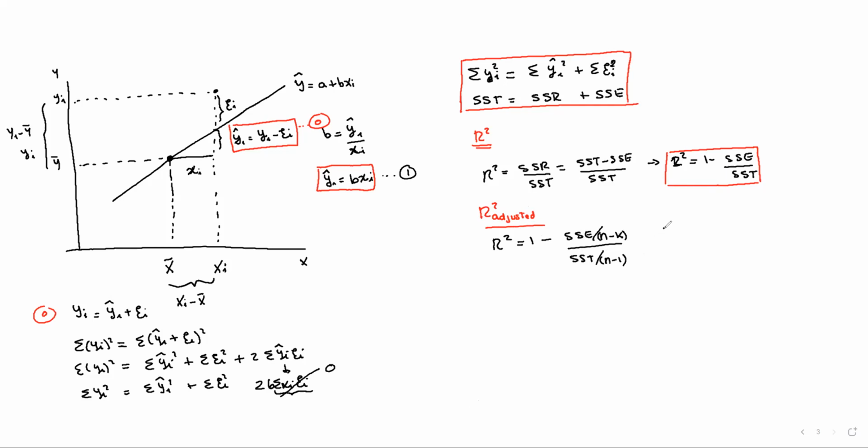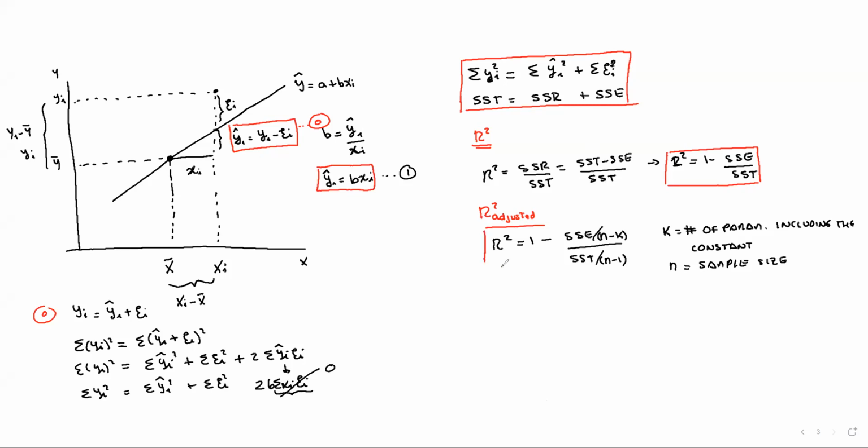So what is k? k equals the number of parameters, including the constant. And what is n? It's simple, the sample size. So n is simply my sample size, and this is your adjusted R-squared.